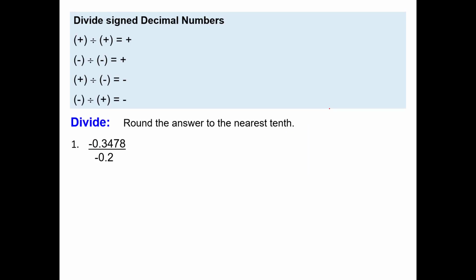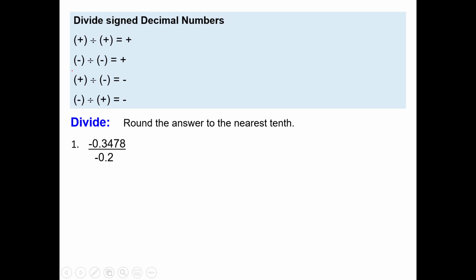Let's move to the next. If the numbers have positive or negative signs in the division, we will follow the same rule we already applied for the whole numbers, the integer numbers. If we have like signs, the answer is always positive. Positive divided by positive, we get positive. Negative divided by negative, we get positive. The division of like signs is always positive.